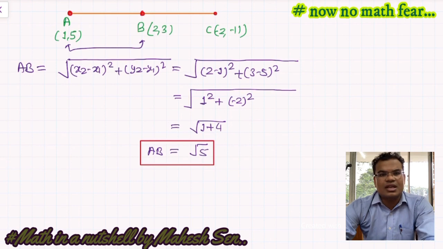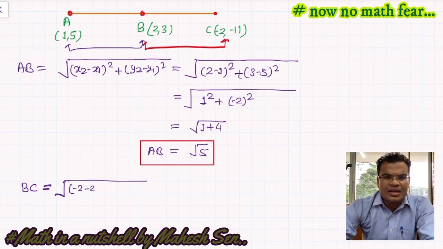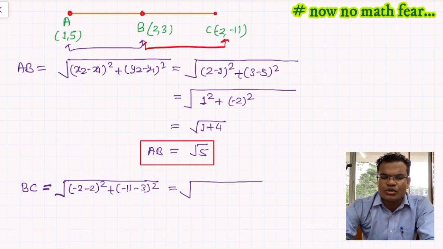Second thing, we'll find out the length of BC also, the second line segment. So write the line segment BC is equal to the root of (x2 minus x1) whole square plus (y2 minus y1) whole square. The same concept will apply here. You will put here the distance formula. So x2 is minus 2 and x1 is 2. So (minus 2 minus 2) whole square plus (minus 11 minus 3) whole square. Minus 2 minus 2 is minus 4 whole square, plus minus 11 minus 3 will be minus 14 whole square.